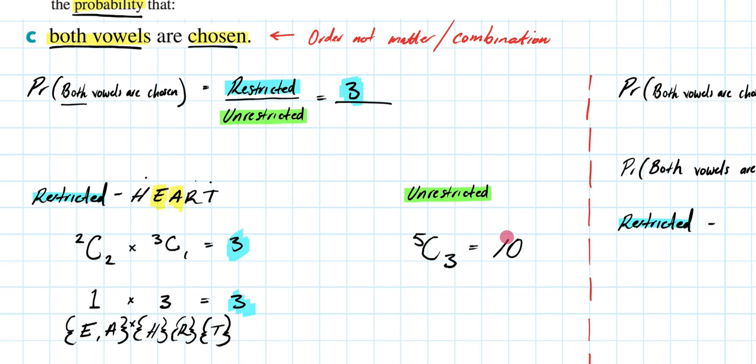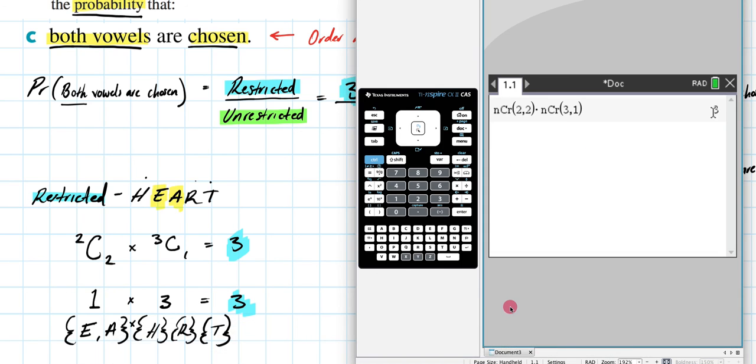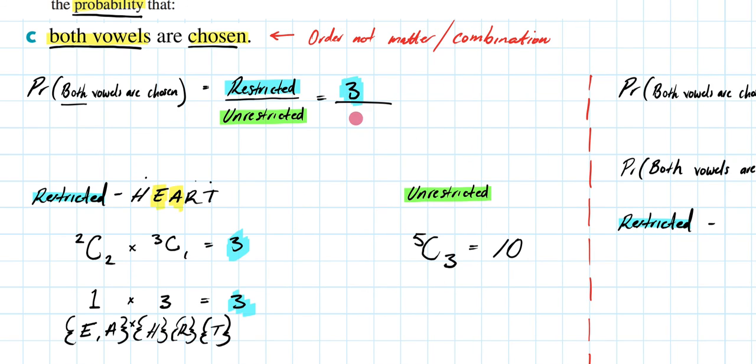You can check this on your CAS if you want. NCR 5 and 3 is equal to 10. Huzzah. So I put 10 here, and that's going to equal 0.3. Let me do some highlighting. So that is my green one, that is my final answer, 0.3. And that's your answer, nice and easy.